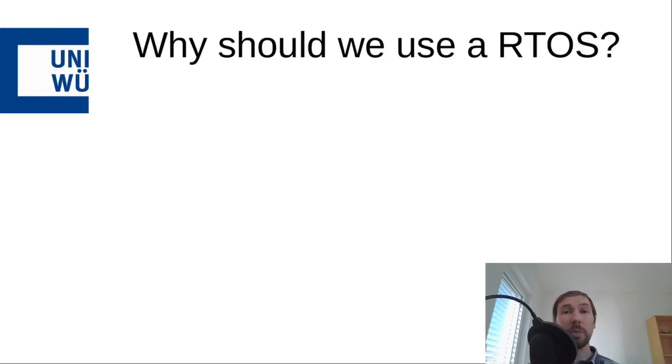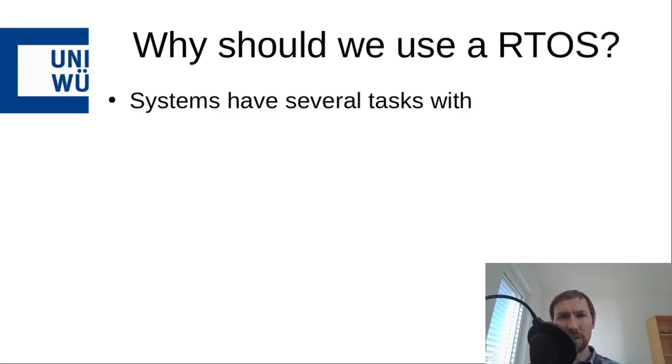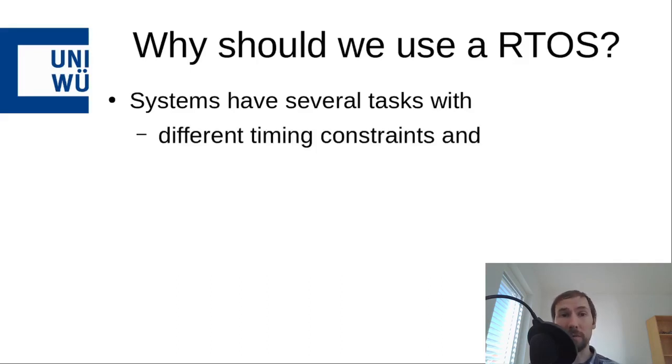You could also implement your onboard software without an operating system. That means that you plainly develop on the hardware. You have, for example, a giant loop where everything is done. So we have a system that has to accomplish several tasks, and those tasks should run quasi-parallel, and those tasks have different timing constraints.